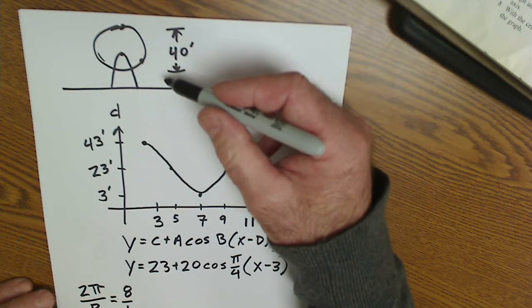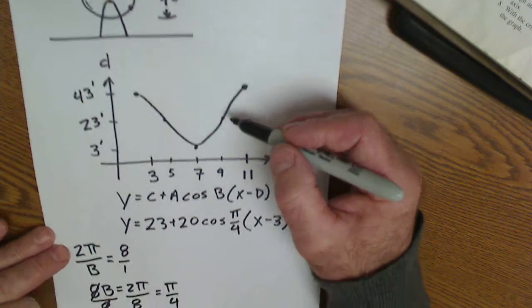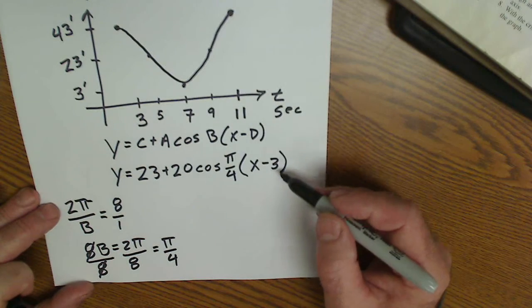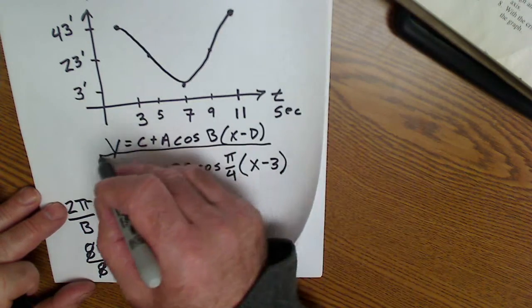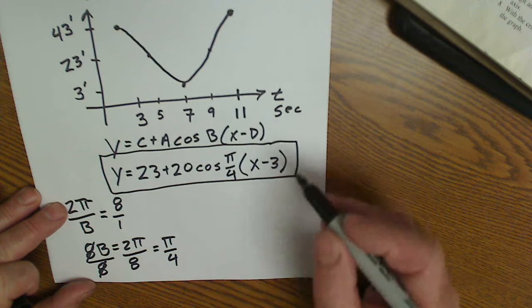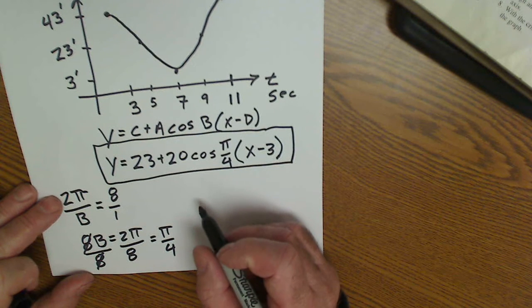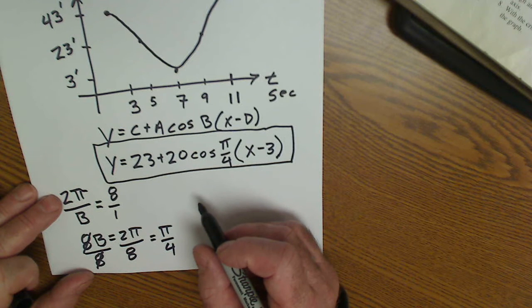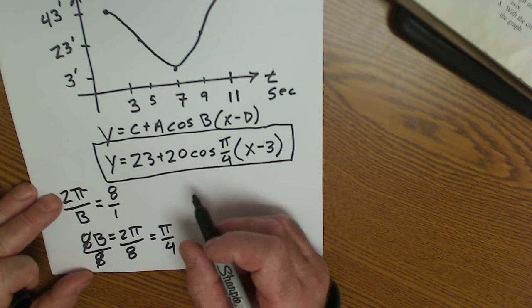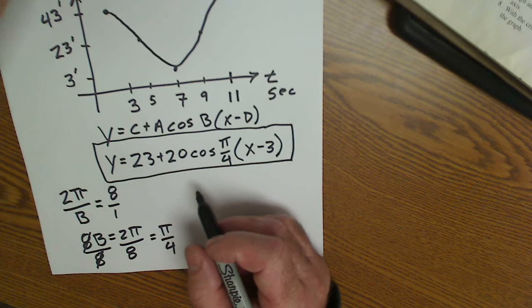So now I have a scenario. From my scenario, I create a graph. And then from my graph, I create an equation. And this is a powerful tool because now with this equation, I could use it as a model to make predictions. So it says, what is the lowest you go as the Ferris wheel turns? The lowest I go is 3 feet.